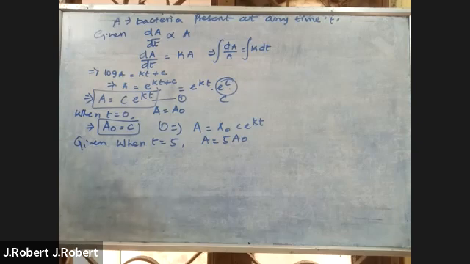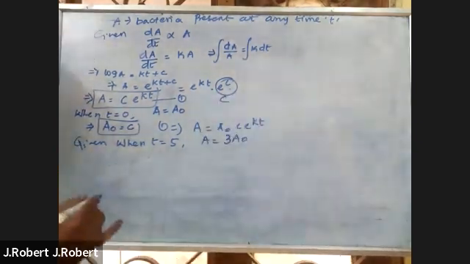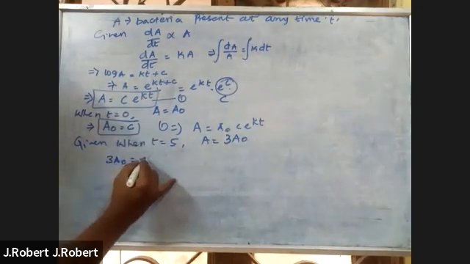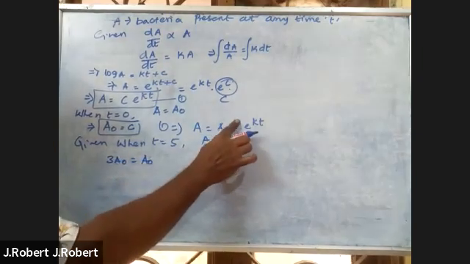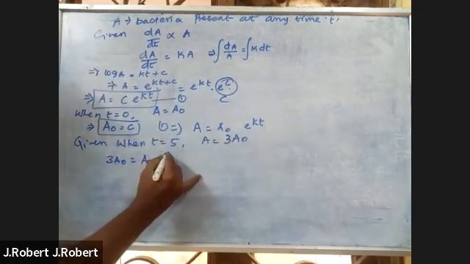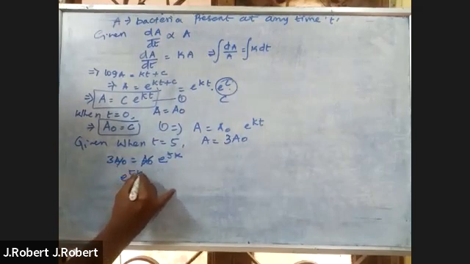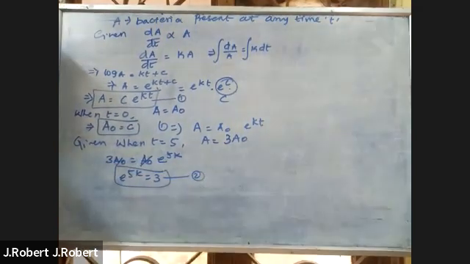Sorry, triples means 3 times. So 3 times of A0. Then you can put A is equal to 3 A0 when t is equal to 5. Your A0 into, sorry, C should not come, A0 e power kt. The value of t is 5, so e power 5k. A0 cancels. e power 5k is equal to 3. Take this as equation 2. e power 5k is equal to 3.